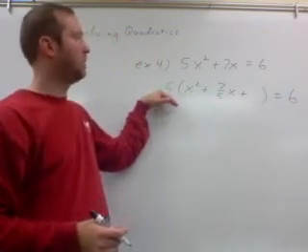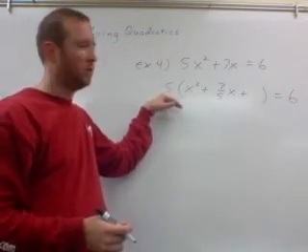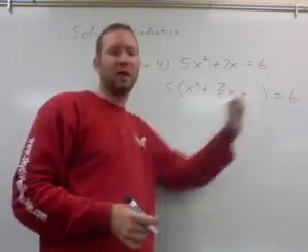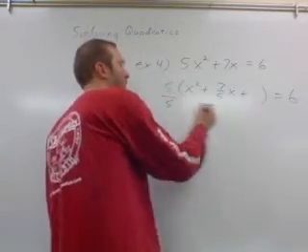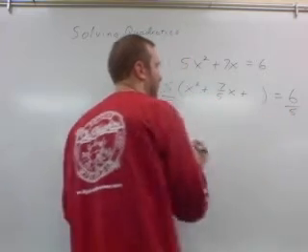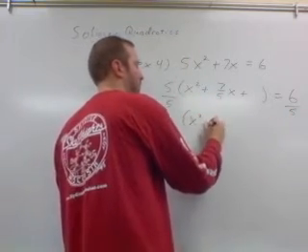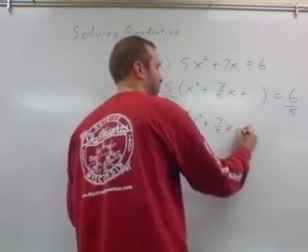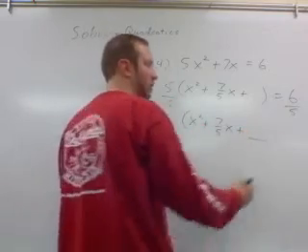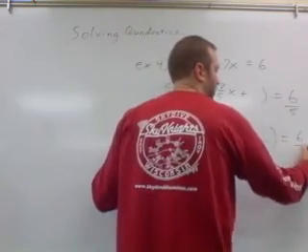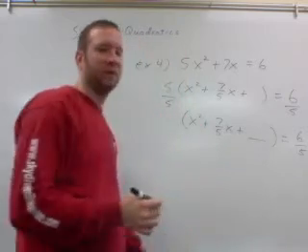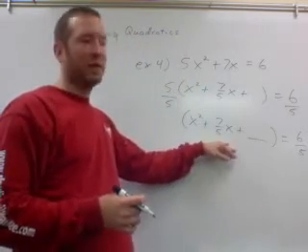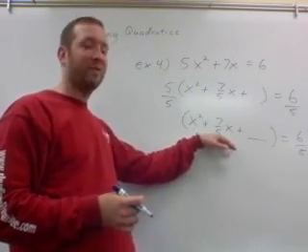The next thing I'm going to do is I'm going to divide over this 5 to the other side. I'm going to kind of get rid of it. So I'm going to use division by 5. So I get x squared plus 7/5 x plus something to complete the square equals 6/5.